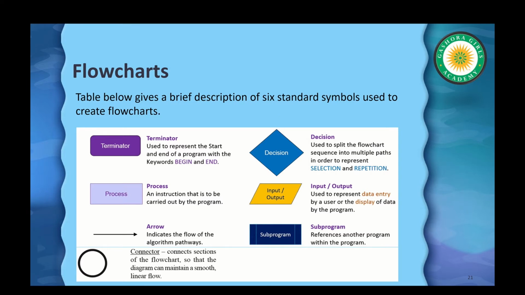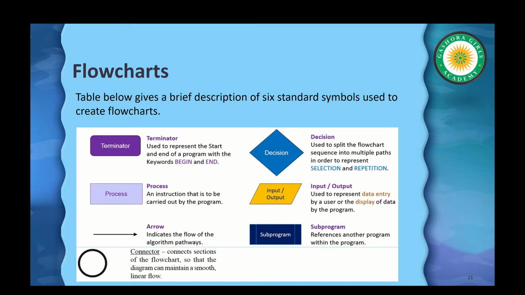We have this shape again for decision. The decision is used to split the flowchart sequence into multiple paths in order to represent selection and repetition. So this shape we use for making a decision. It is used to check if the condition is true or false. Whenever you have to check whether an instruction is true or false, this shape or symbol is used.